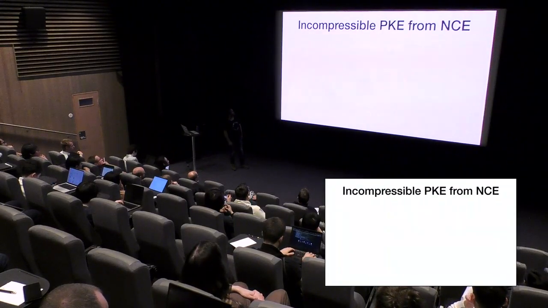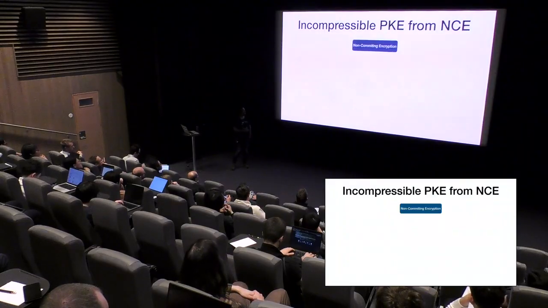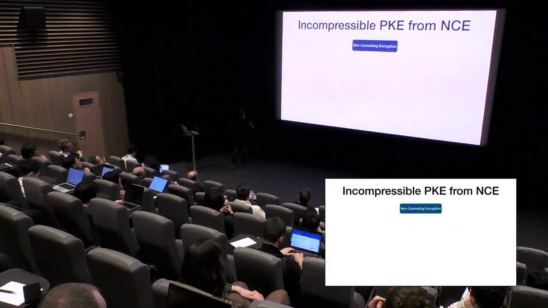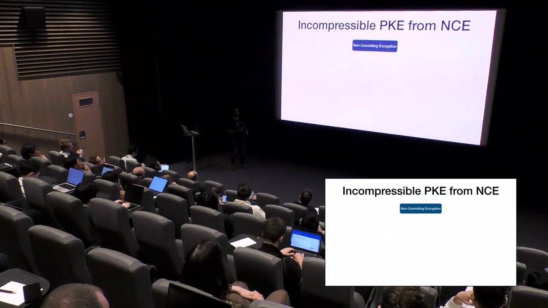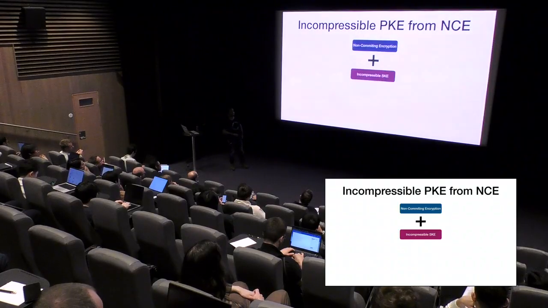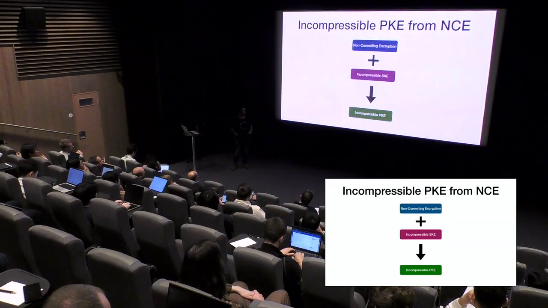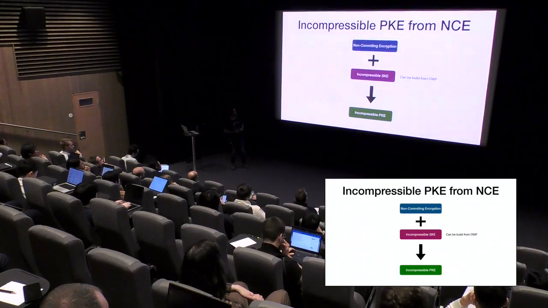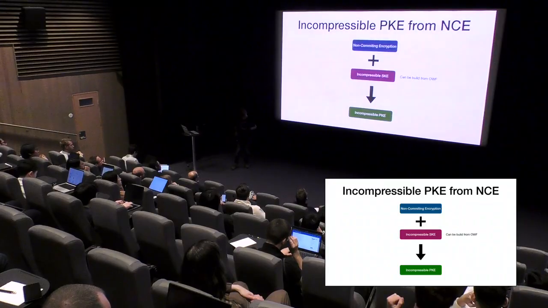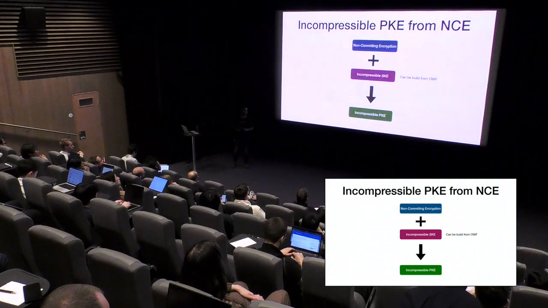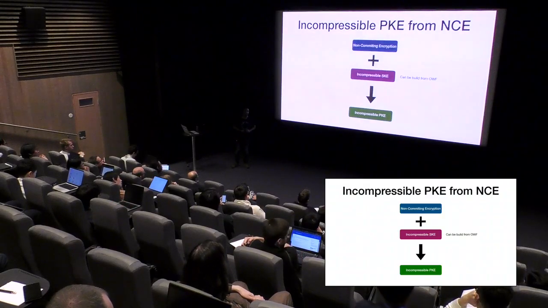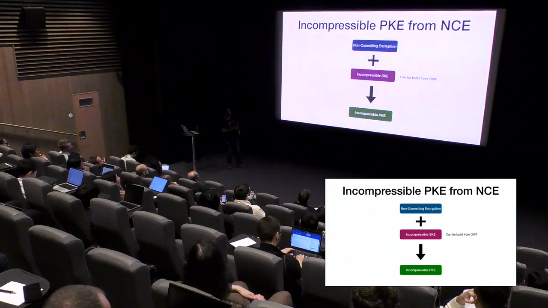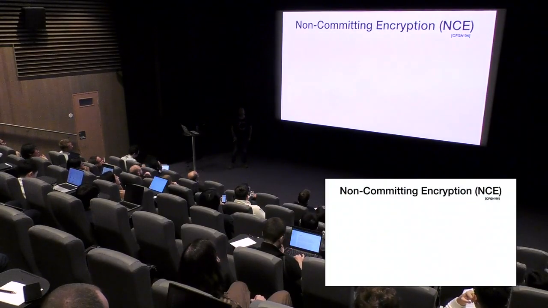So what does this have to do with NC? NC is something like a public key encryption scheme with a bit more security, more powerful than a public key encryption scheme. So if you have an NC and an incompressible SKE scheme, you get an incompressible PKE scheme. This is by hybrid encryption. I'll talk about what hybrid encryption is. And incompressible SKE can be built from one-way functions, the most minimal assumption. So essentially, it's saying that if you have NC, for free, you get incompressible PKE. Make sense?